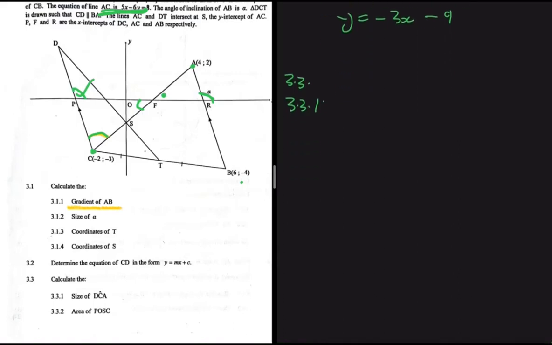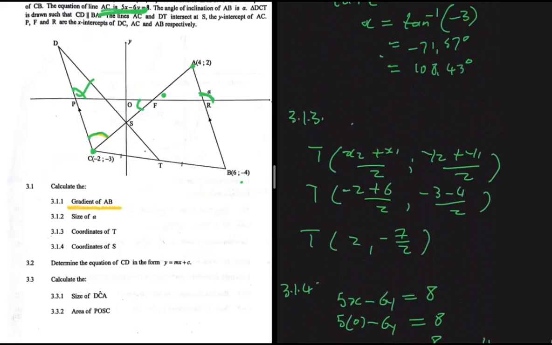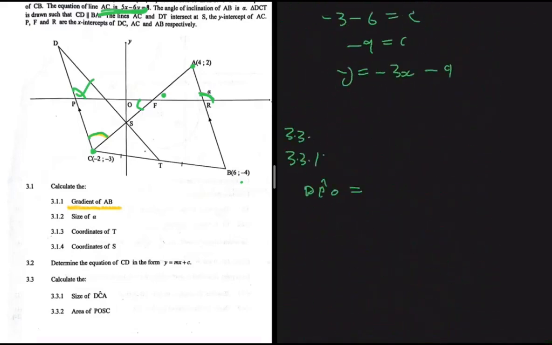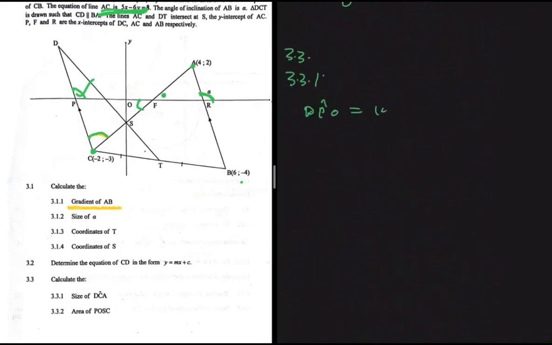So let me show you what I'm talking about. We're saying that angle DPO will be equal to this angle here. We calculated it. We say it is 108.43 degrees, right? And then we say that we need this angle because it will be equal to this angle here, and then we're going to use the exterior angle of a triangle, right? So let's calculate that angle.